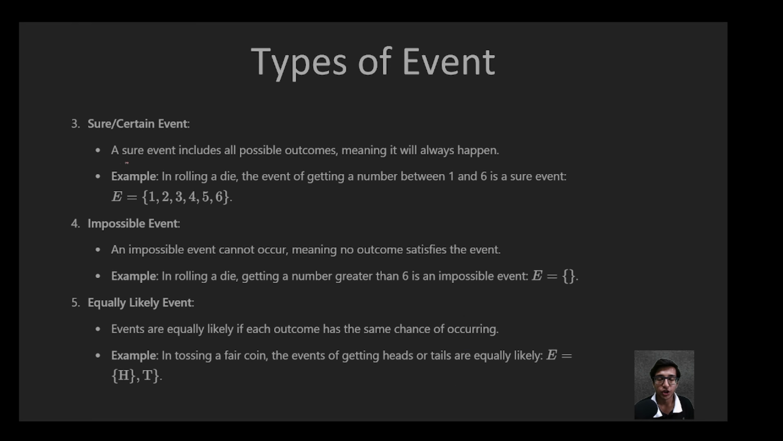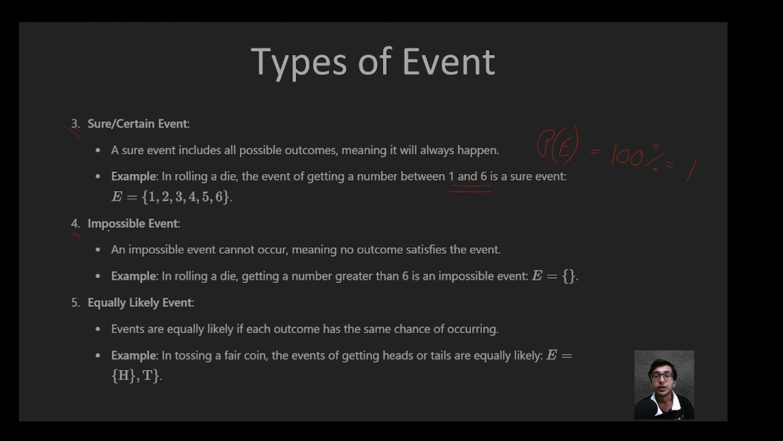Now what is a sure event? A sure event is when we know that the event will occur. It is 100% guaranteed that the event will occur. That means the probability of this event occurring is 1, or we can say 100%. For such types of events, the number of favorable outcomes is equal to the number of possible outcomes. For example, in rolling a die, what is the probability of getting a number between 1 and 6? Of course, this is my total number of possible outcomes. This is my sample space. And I'm asking the probability of getting a number between 1 and 6.